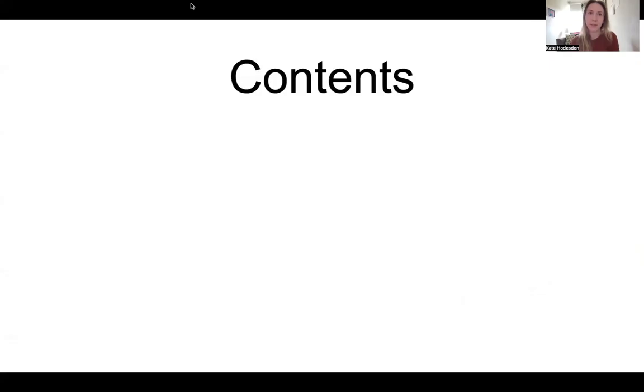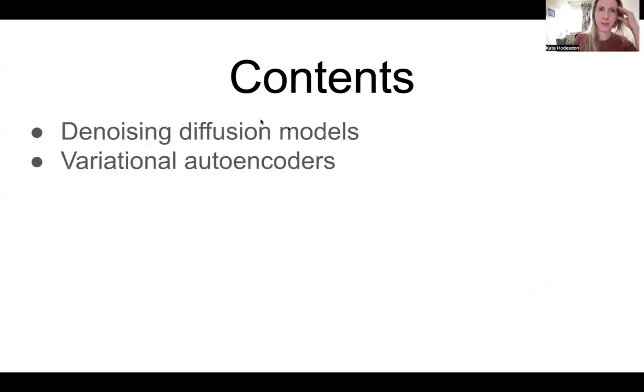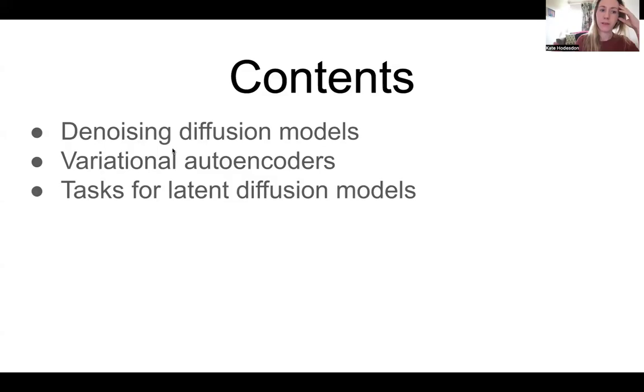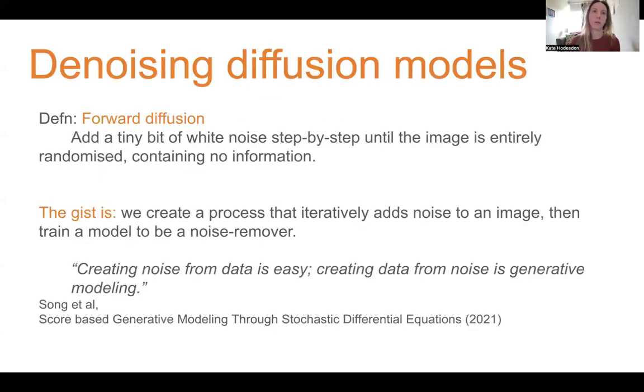So looking ahead, there's going to be some maths, and then after that, there's going to be some pretty pictures. So we're going to cover the 2 main parts of a latent diffusion model, denoising diffusion models, and then variational autoencoders. And then at the end, we'll look at tasks for latent diffusion models.